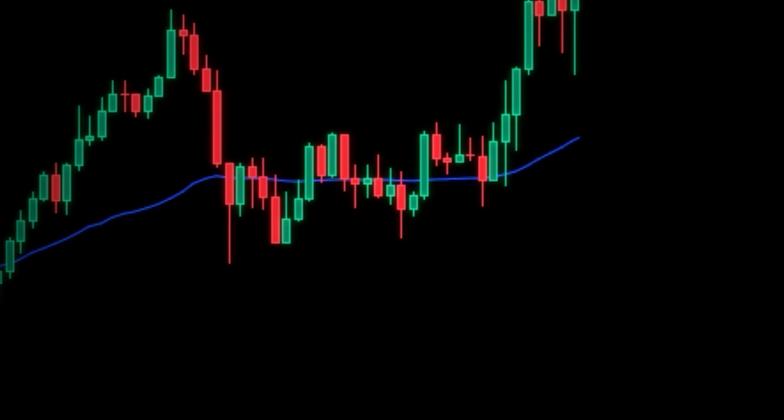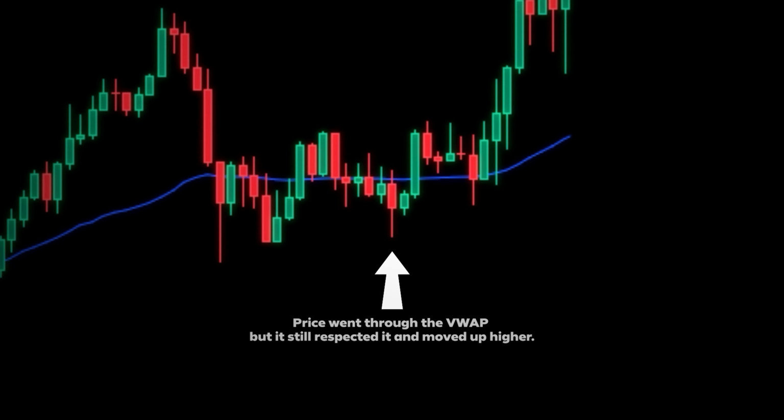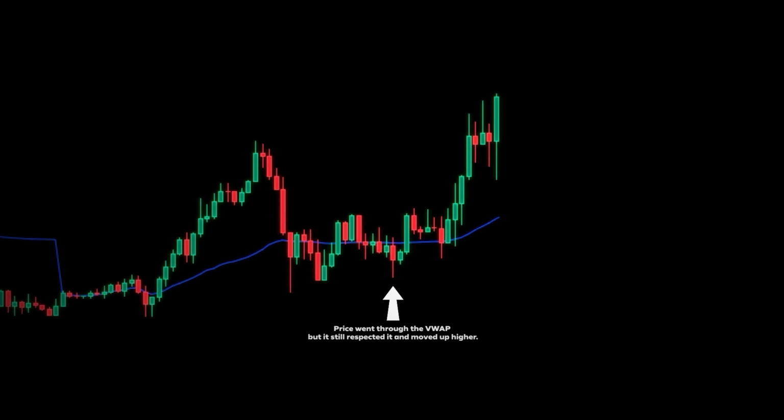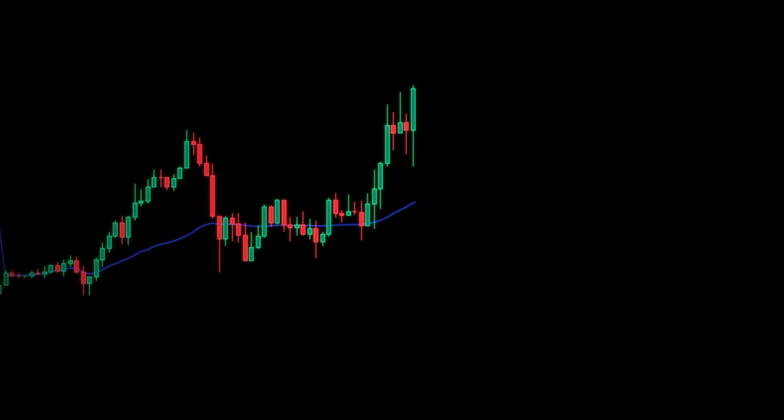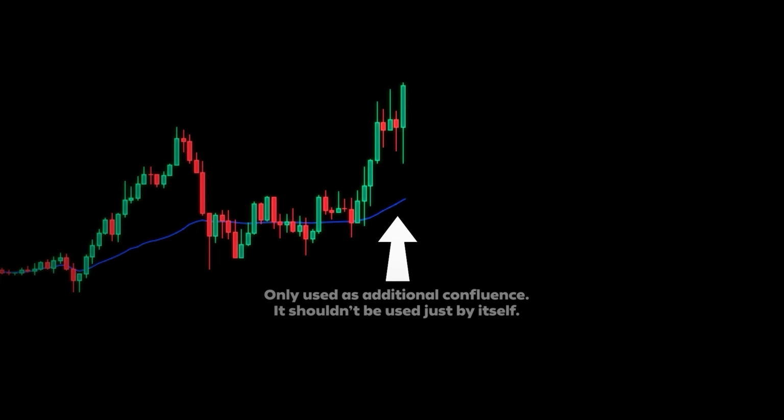More often than not, price goes through the VWAP line, faking you out or making you think that it won't hold. But time and time again, it actually ends up respecting it as price begins to reverse. So here, the market has created a higher high, signaling a bullish reversal. Something to keep in mind is that we're only using the VWAP as an additional tool for confluence. It should not be used just by itself.